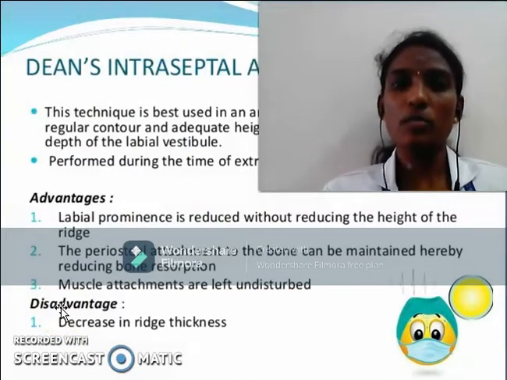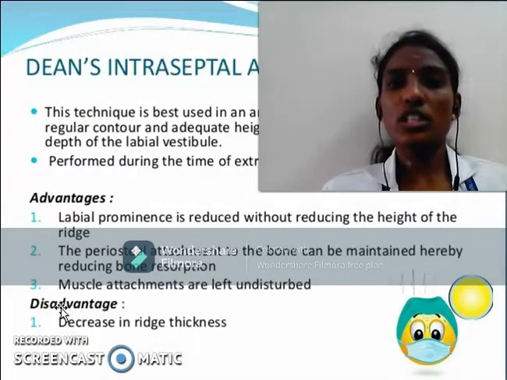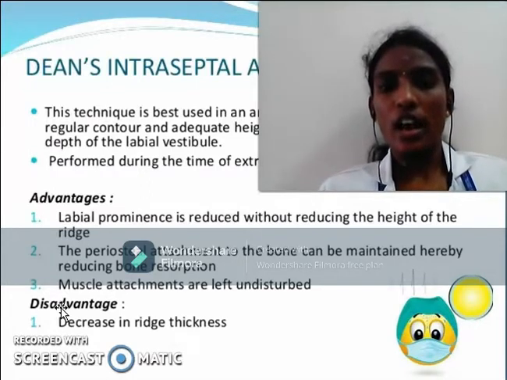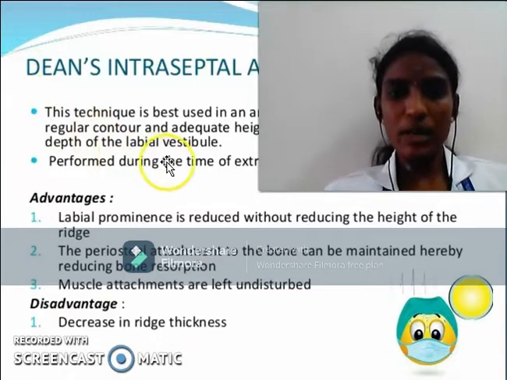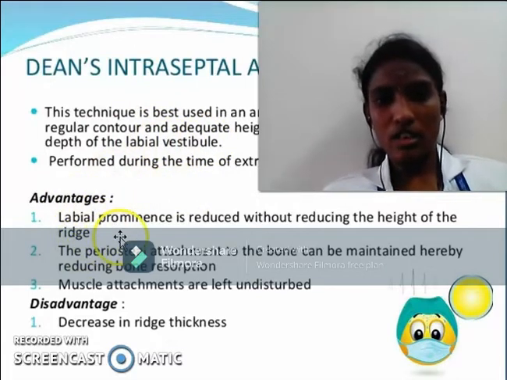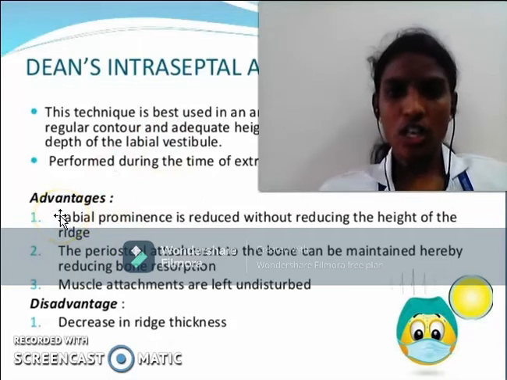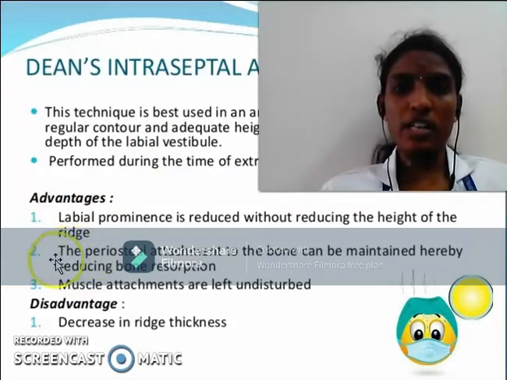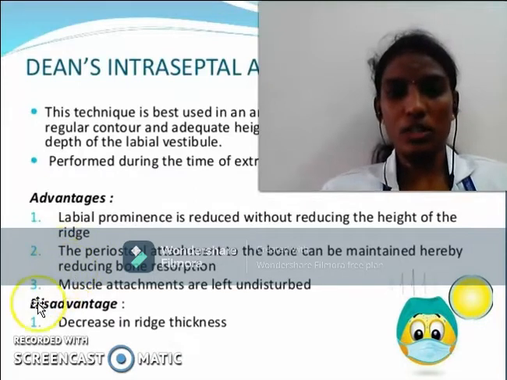Dean's intercortical alveoloplasty is a technique best used in an area where the ridge has relatively regular contour and adequate height, but there is presence of undercut to the depth of the labial vestibule. Performed at the time of extraction, the advantage of Dean's alveoloplasty is that labial prominence is reduced without reducing the height of the ridge. The periosteal attachment to the bone can be maintained, reducing bone resorption. The muscle attachments are left undisturbed.